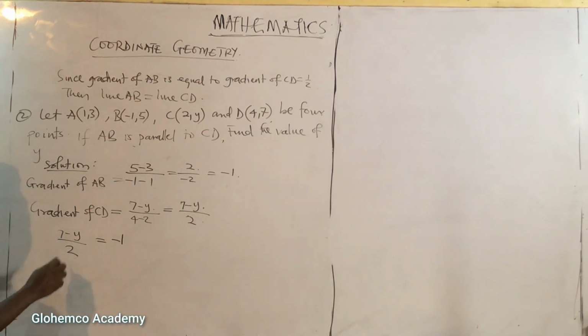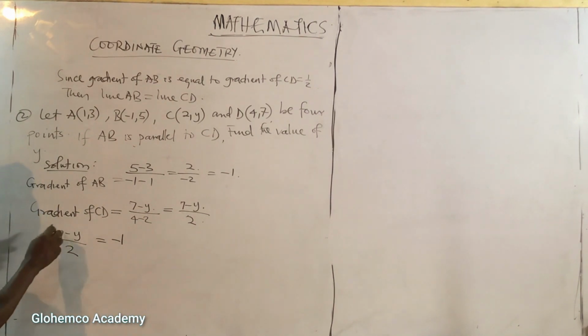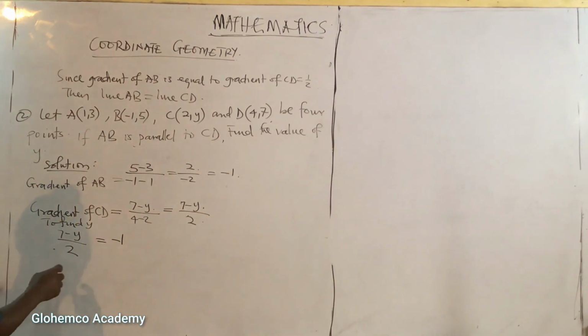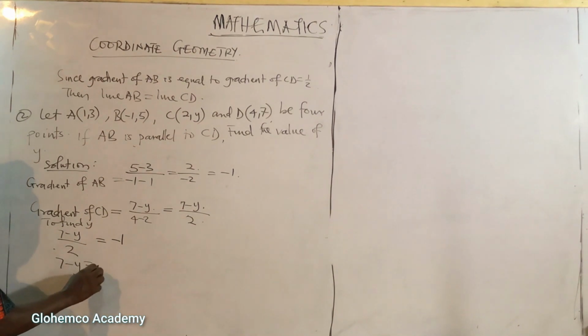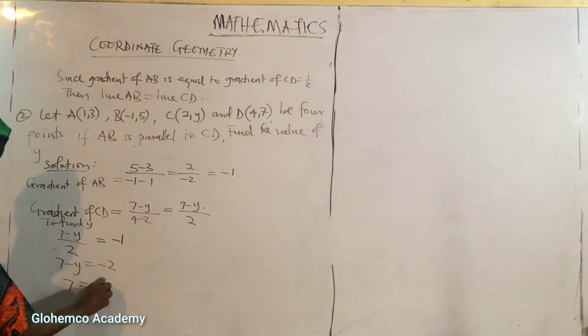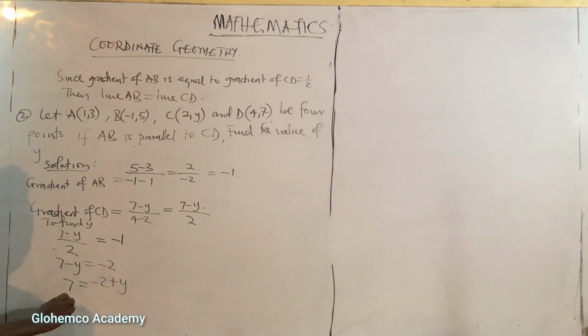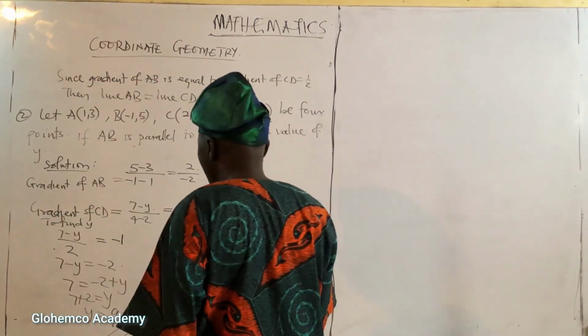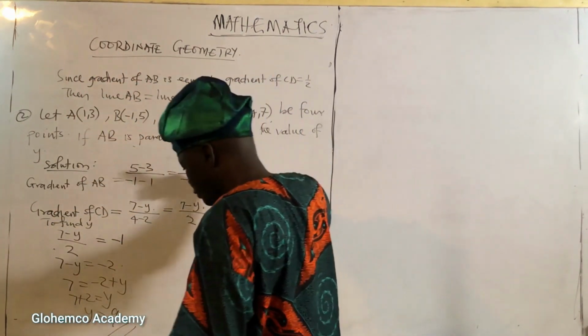Then you cross multiply, because we are trying to find y. We say 7 minus y all over 2 equals minus 1, meaning that 7 minus y equals minus 2. So 7 equals minus 2 plus y. Then 7 plus 2 equals y, and then y equals 9. Y equals 9. This is the value of y that we have to find from this question.